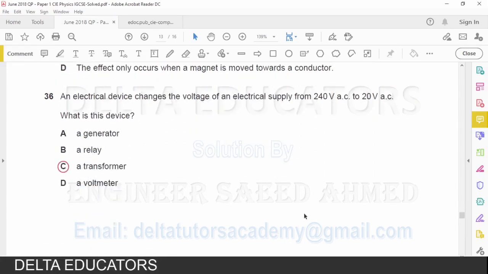Question number 36. An electrical device changes the voltage of an electrical supply from 240 volt AC to 20 volt AC. What is this device? The device that we use to step up a voltage or to step down a voltage is called a transformer, and transformer is given here in option C. So our correct option is option C.